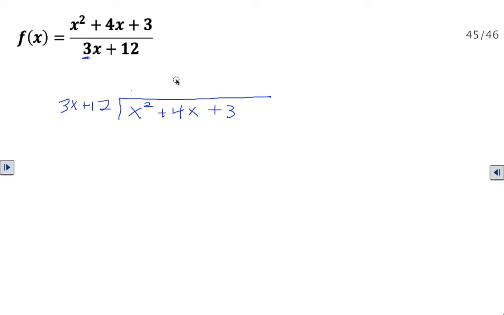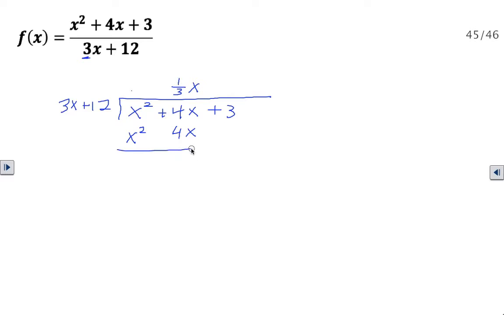Well, first, to get rid of that 3, we're going to divide by 3. And then to get x squared, we have to multiply by x. So now we tell ourselves, okay, what is 1/3 x times 3x? And that's just going to leave us with x squared. And then what is 1/3 x times 12? That's going to end up being 4x.